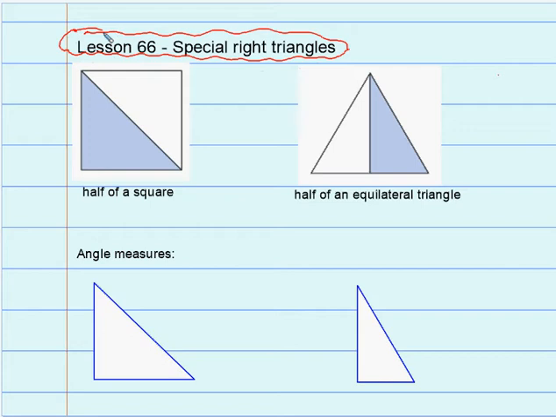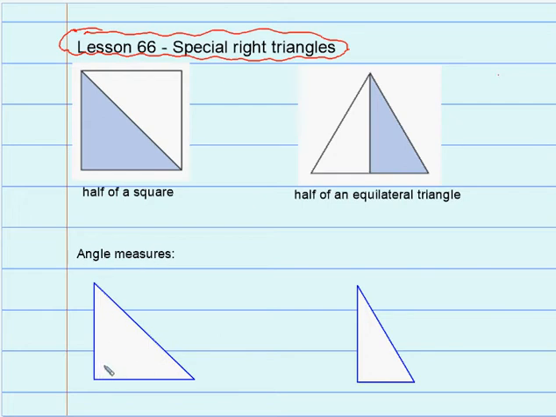Hold on to your hats, you're in for a treat today. We have two types of special right triangles we're going to talk about. One is when you take half of a square, and the other is when you take half of an equilateral triangle. So given that we have half of a square, we know the angle measures of this triangle.